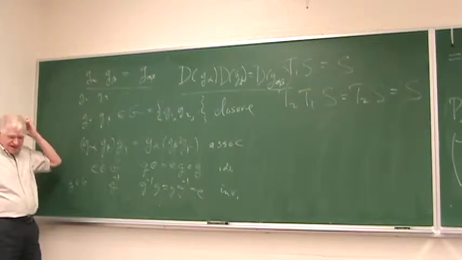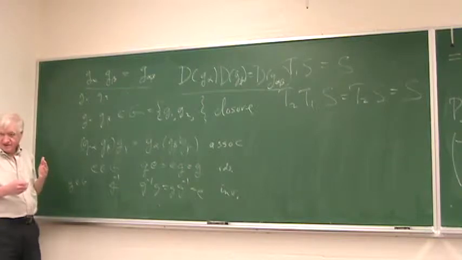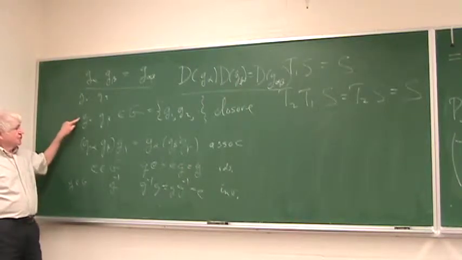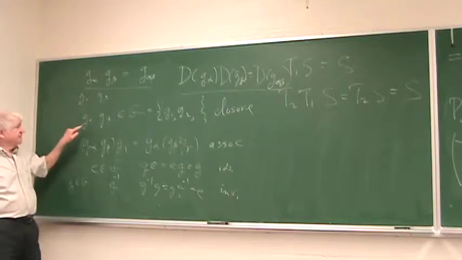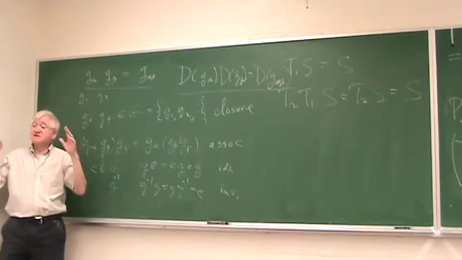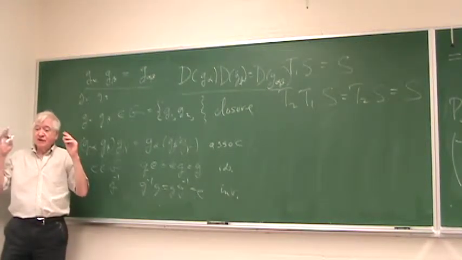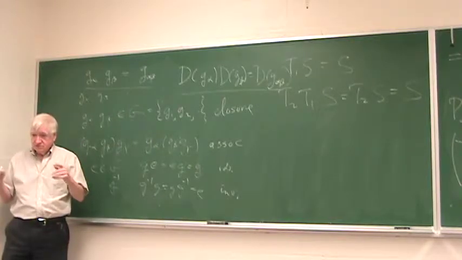A group is an abstract mathematical concept. It's a set of elements that obey four rules. What are the four rules? The first rule is closure. If you have any two group elements, the product, first of all, a group is a set of elements that are in the group, and then a multiplication law.